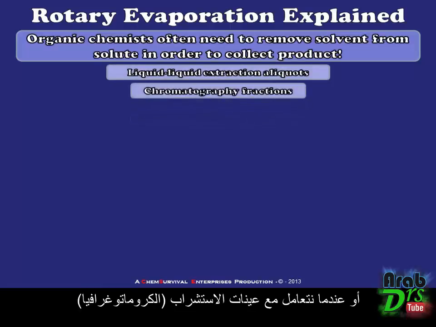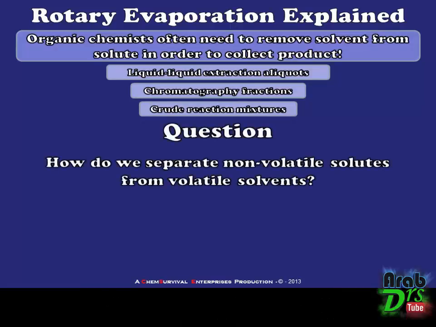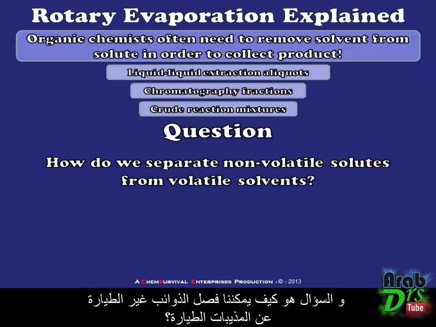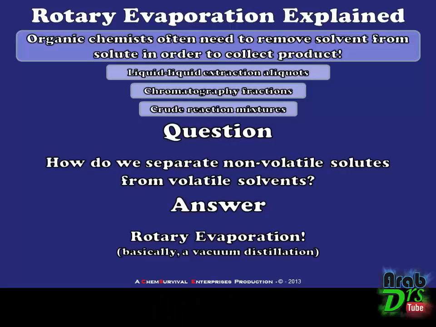There's also a need when we're dealing with chromatography fractions. And as I've already mentioned, reaction mixtures, sometimes we want to get rid of that solvent and leave behind the non-volatile materials so that we can continue our work. So the question today is, how do we separate non-volatile solutes from volatile solvents? And the answer is rotary evaporation, which is basically a fancy type of distillation. So let's think a little bit about what a rotary evaporator is and how it works, and then we'll watch one in action at the very end today.